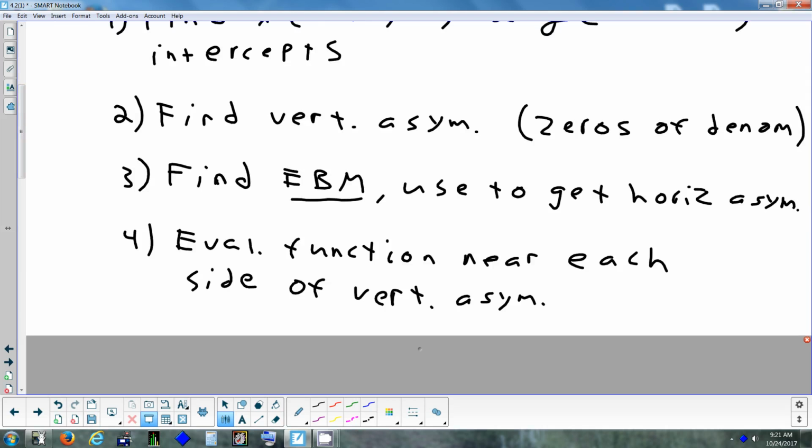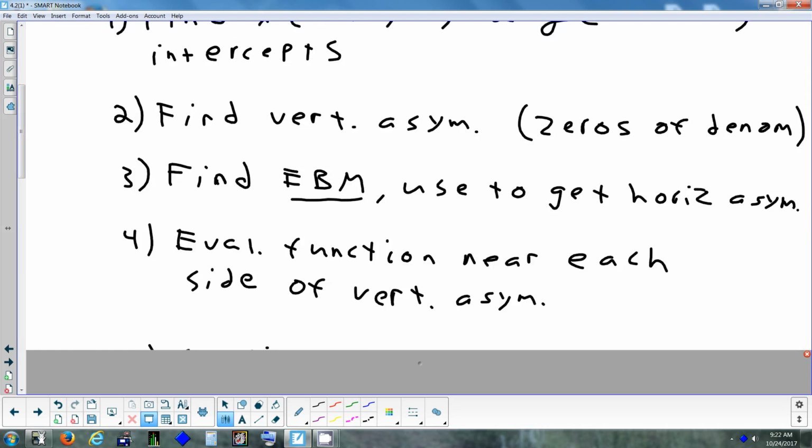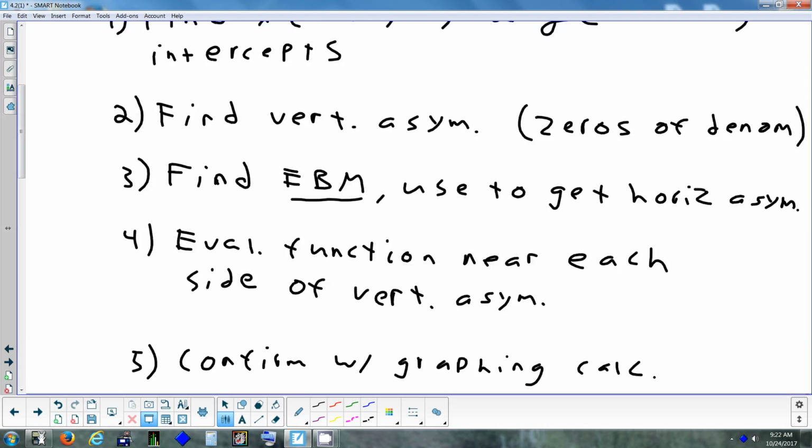And then after you find your vertical asymptote, what you want to do is check the behavior on each side of it. Usually what happens is, let's say you had a vertical asymptote at 2. Go to your table and plug in 1.99 in the calculator. You're either going to be up very high or down very low. That's what happens near a vertical asymptote. It's either approaching infinity or negative infinity. And then you can always confirm what you think is going on with your graphing calculator.